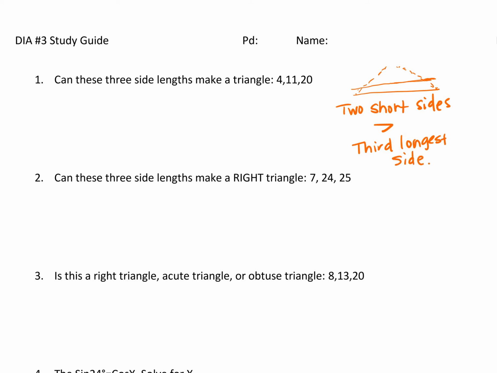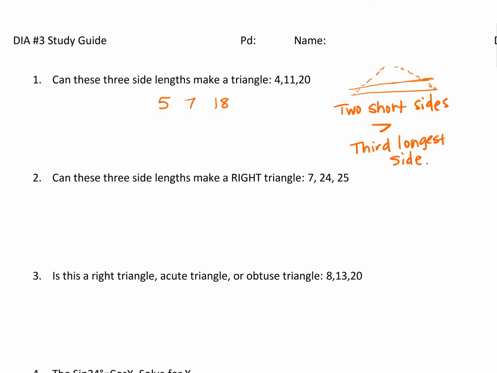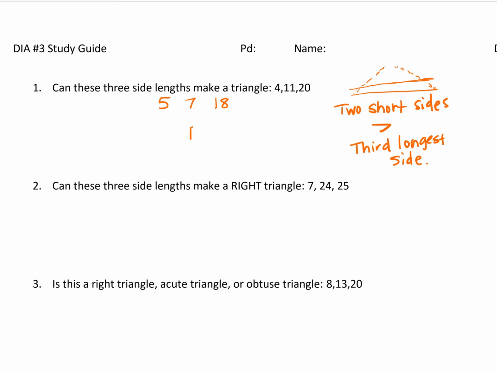Okay, so your problem is the numbers 4, 11, 12. Let's just take the numbers 5 and 7 and 18. 7 and 5, we're going to add, those are the two short legs, so that would be 12. Is 12 greater than 18? Nope. And so this would be not a triangle. Okay, so you try yours, and that is what you do there.